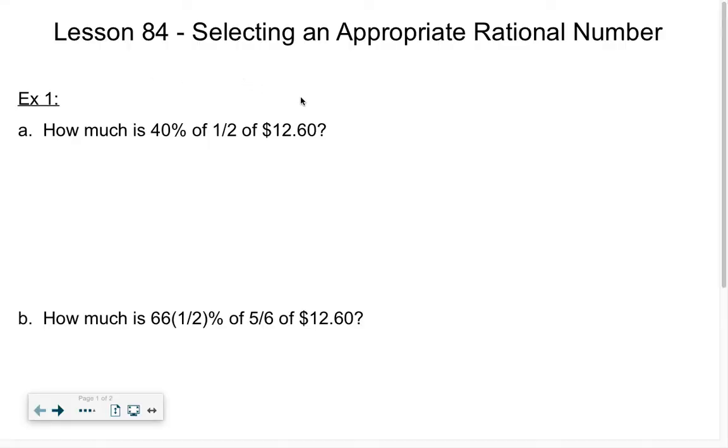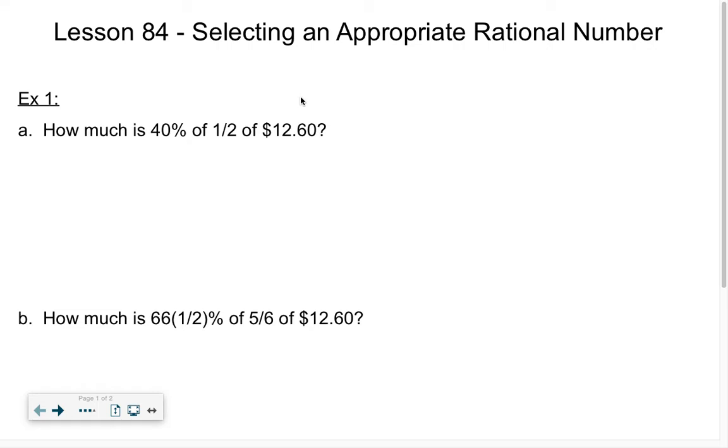So for lesson 84, we're looking at selecting an appropriate rational number. If we think of how we can represent our numbers, we have three different ways. We have percentages, we have fractions, we also have decimals. And sometimes if we get into a certain form, it makes our operations a little bit easier to perform.